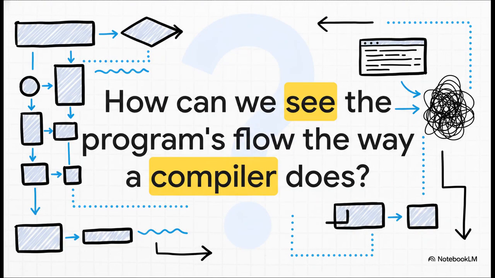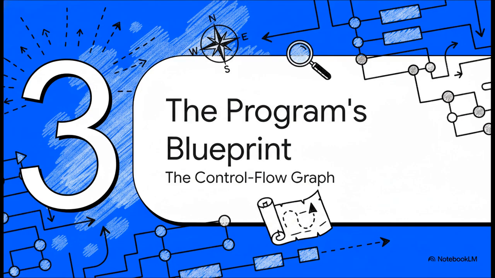So you see, all these bugs, they happen because we're looking at our code as a list of instructions, but we're misunderstanding its actual flow. To really get a grip on this, we need to stop thinking like that. We need to zoom out and look at our program's real blueprint. And that blueprint has a name. It's called the control flow graph, or CFG for short.